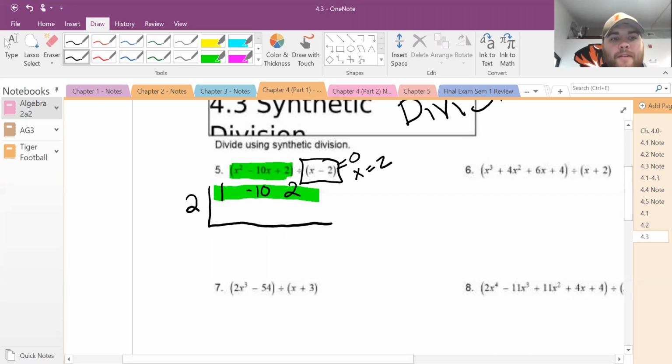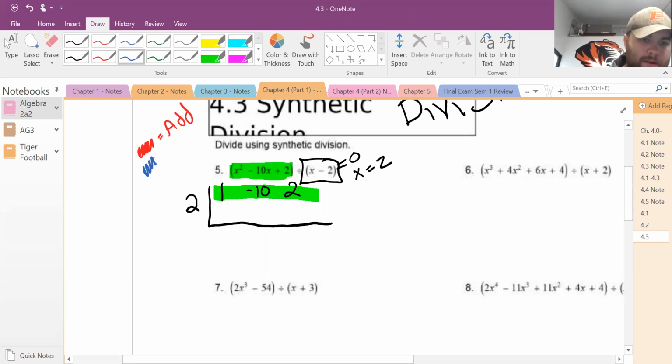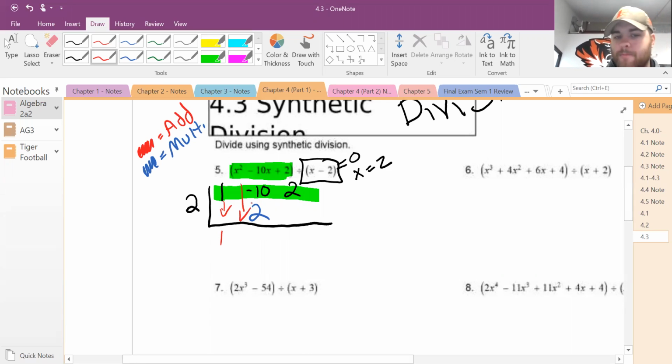Okay, now here's the process. My red is going to be my addition, and my blue is going to be my multiplication. We're going to bring this 1 straight down. Now I'm going to multiply. 2 times 1 is going to give me 2. Put that in the next slot. Then I'm going to add straight down, so I get negative 8 here. Then I do this outside number, 2 times negative 8 is going to give me negative 16. I'm going to add straight down, and I'm going to get negative 14.